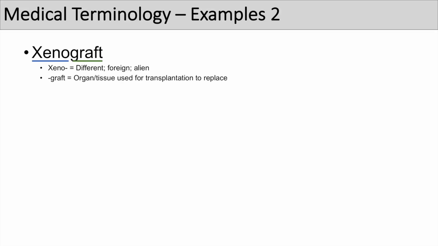The next practice problem is xenograft. So what does xenograft mean? Well, again, when we break it down, xeno means different or foreign or alien. In graft, we just learned that graft means an organ or tissue used for transplantation to replace something. So when we put this together, a xenograft is really an organ or tissue from an animal of one species, so it's from a different species, transplanted to an animal or human of another species. So when we, for instance, might take some organ or tissue from a pig and we use it in a human, that's a xenograft. So it's from one different species to human.